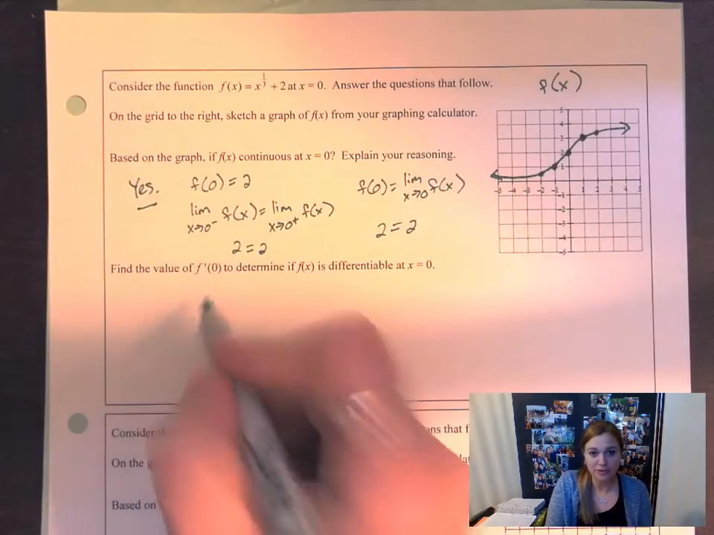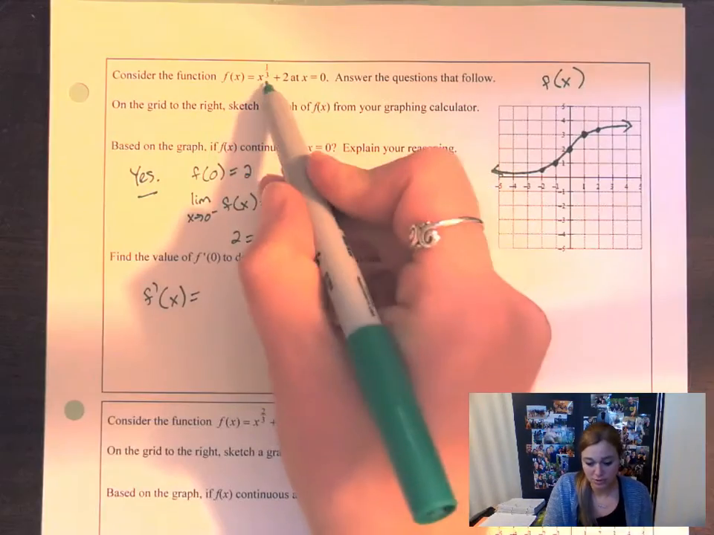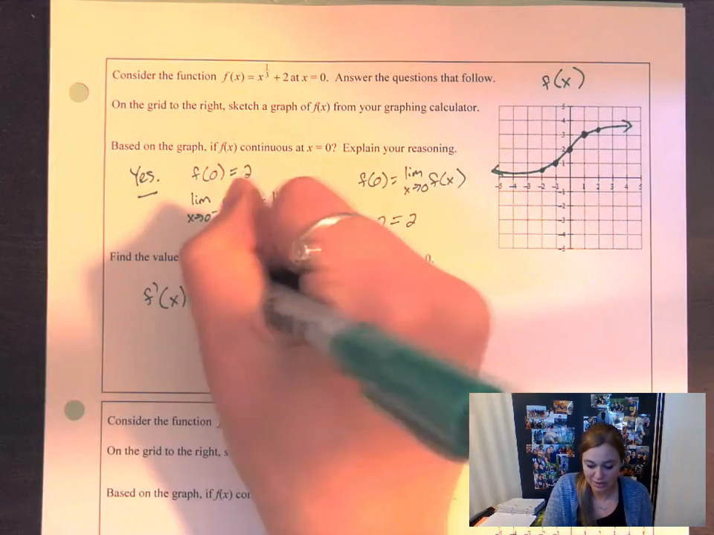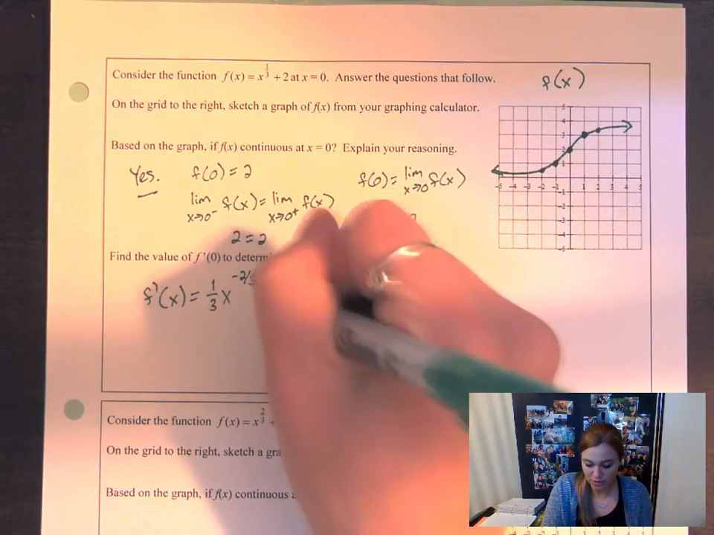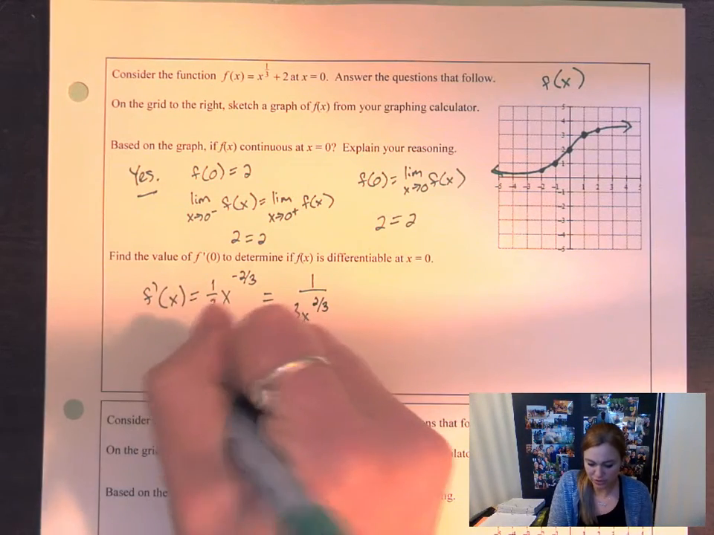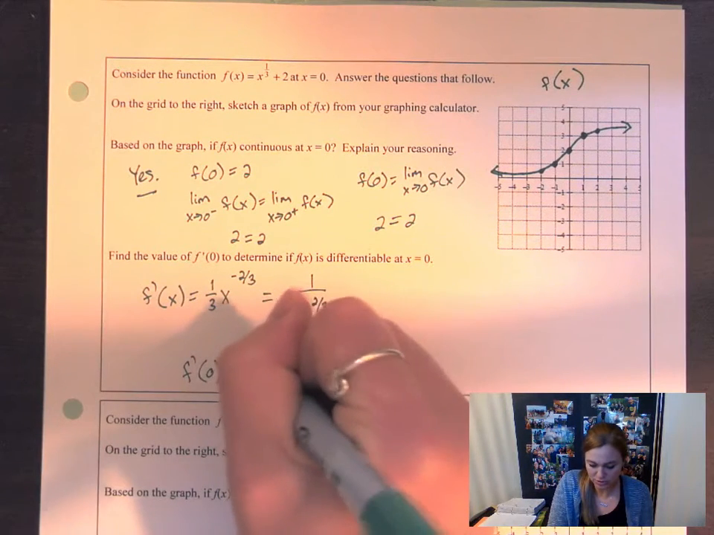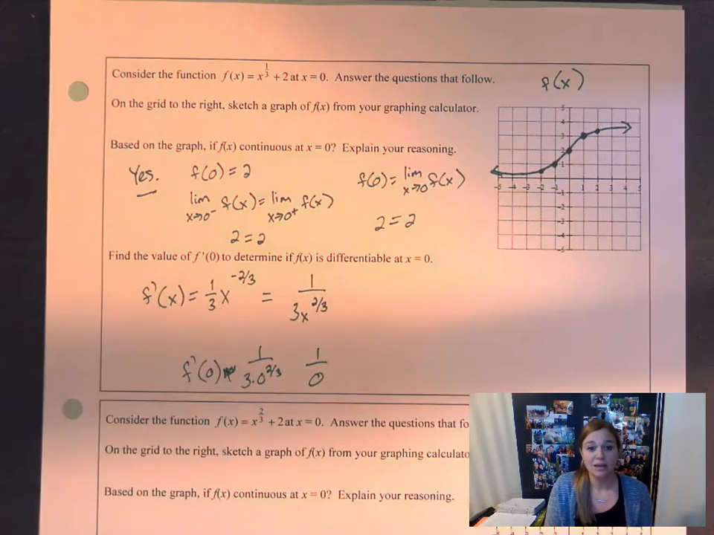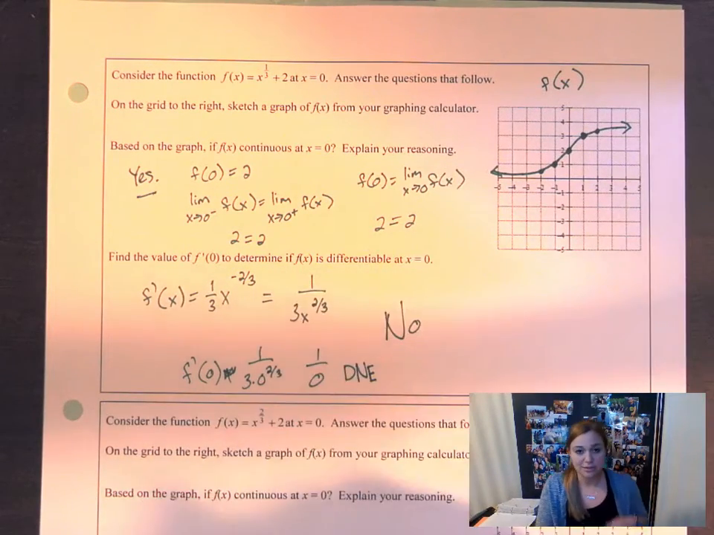Now I want to find f prime of 0. So I would have to find f prime of x. Using the power rule, take 1/3 x, subtract 1 from the exponent, I would get negative 2/3. The derivative of 2 is just 0. I'm going to rewrite this as 1 over 3 x to the 2/3. Oh no. And then I try to substitute in 0: 1 over 3 times 0 to the 2/3. I don't even want to put equals anymore, because this would just be 1 over 0. No, because f prime of 0 does not exist.